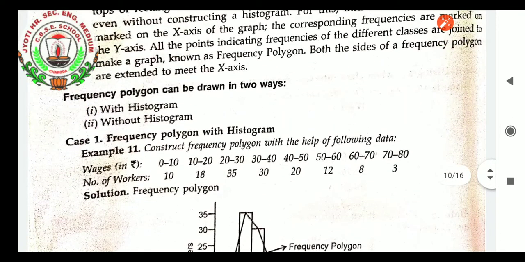Both sides of a frequency polygon are extended to meet the x-axis. A frequency polygon can be drawn in two ways: with histogram and without histogram. With histogram, when we talk about students, the frequency polygon with histogram is as follows.